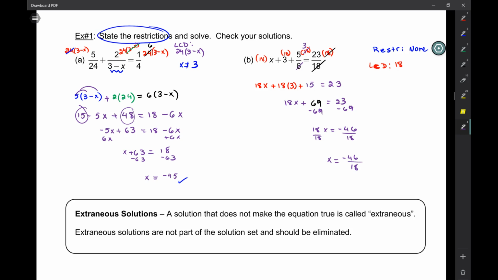On the test, that would give you a -1 because what else do I have to do now? Simplify to what? Negative 23 over 9. Thank you. Okay?